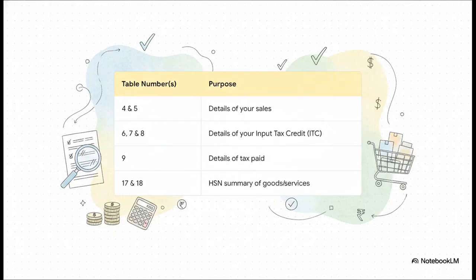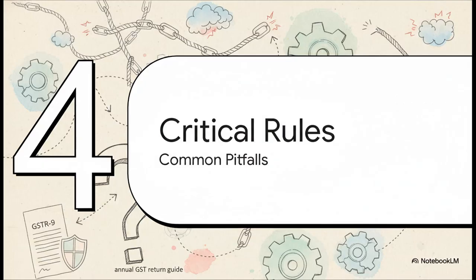Now, when you first open the form, I know, it can look a little daunting. So many tables. But don't worry, you really just need to focus on these key areas. Your sales, your input tax credit, the tax you've paid, and your HSN summary. Get those right, and you're most of the way there. Okay, let's talk about some of the really critical rules and the common traps that people fall into. Getting these right will save you a world of pain down the line.